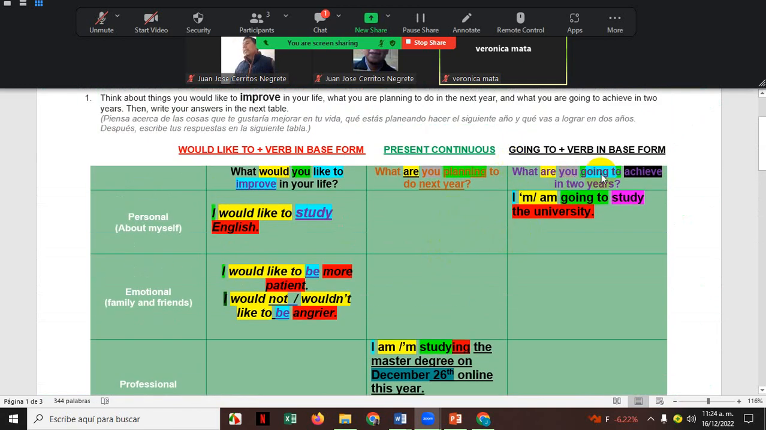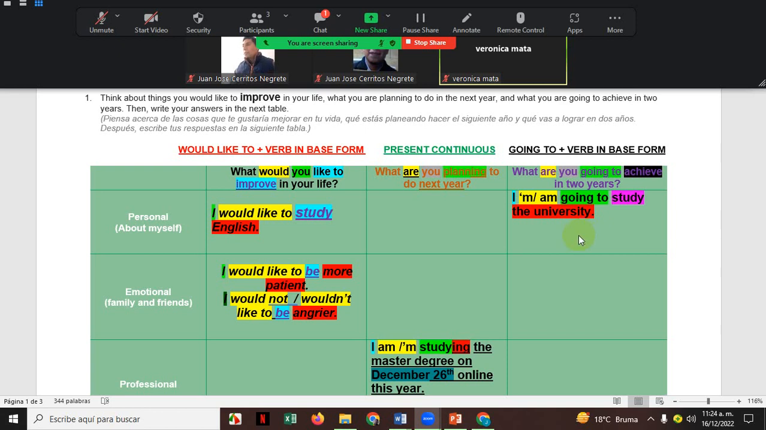Then, in the last column, you're going to use going to plus the verb in base form. In this case, the question is what are you going to achieve in 2 years? And we use this verb form to talk about your plans and intentions. Plans and intentions are not always possible to happen. So that's the difference between present continuous and going to. These activities that you are planning, or that you think are going to happen, do not always happen.